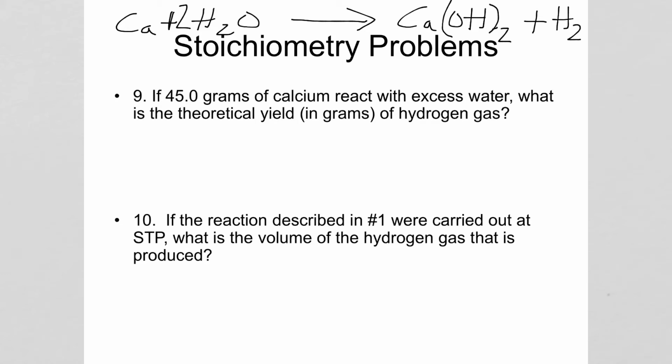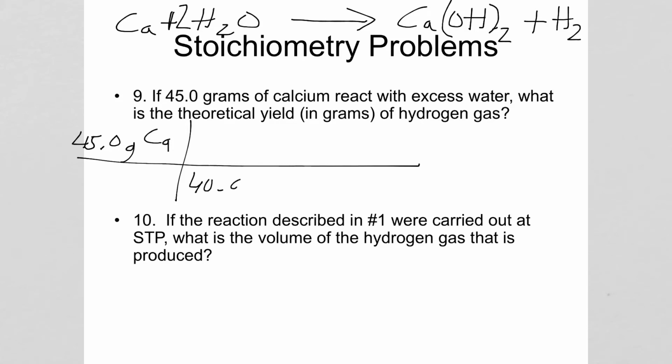So now if we go down to the stoichiometry problem, let's take our given, 45 grams of calcium. It says we're reacting with excess water. Well, that means that water is in excess. That means that calcium is our limiting reactant. So we're going to use the amount of calcium to determine the theoretical yield of H2. So first of all, let's convert from grams of calcium to moles of calcium. So we're going to put the molar mass down here on the bottom. That's equal to 1 mole of calcium.